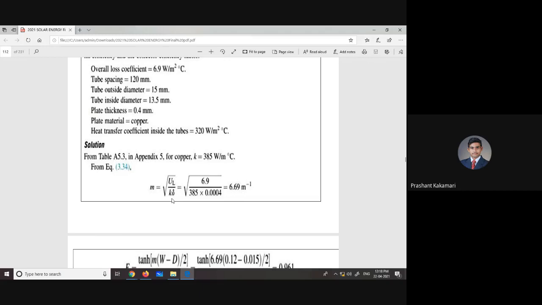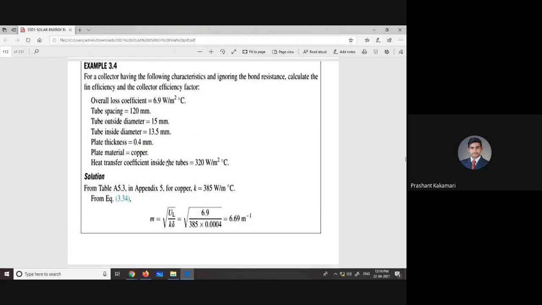So UL will be like Hp by Ac divided by K into delta. Delta is the thickness, that is, the plate thickness and other values. UL is given in the problem, the overall loss coefficient 6.9. So you can write by this formula also, the square root of UL by K delta. K is the conductivity of the material, which is taken from the data handbook.